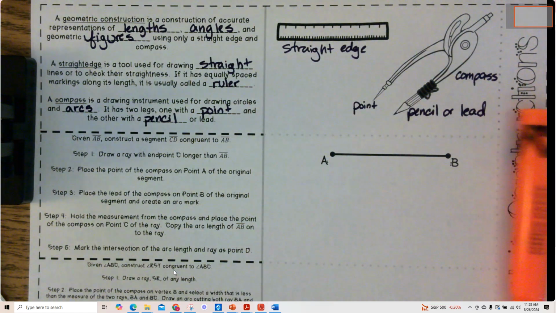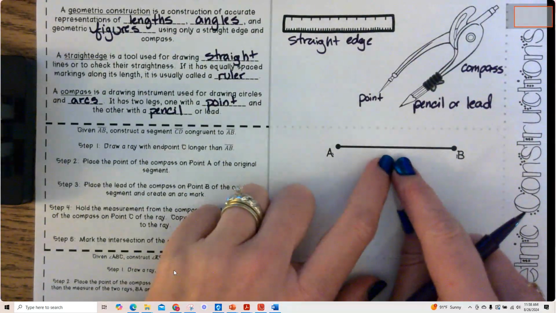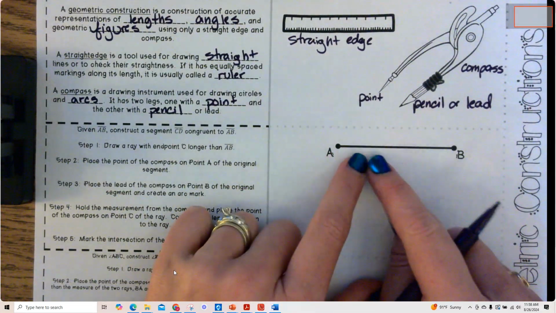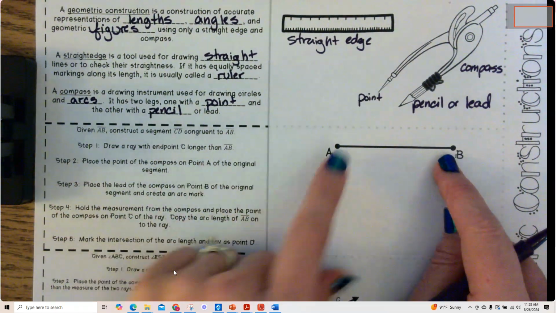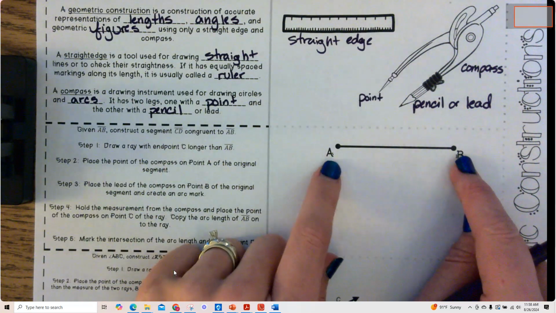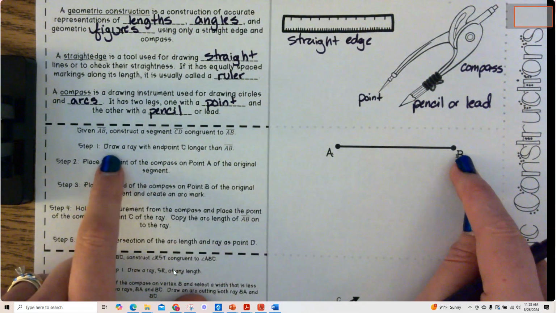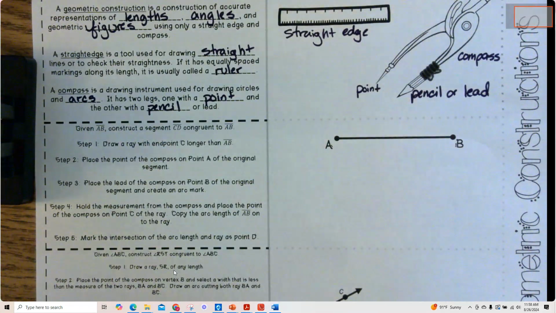Okay, so first two constructions we're going to learn. We're going to make a congruent segment. So they've given us a line segment. We're going to make one identical, the exact same length. Okay, so it says given AB. So here's AB. We're going to construct CD, and it's going to be congruent. Same size, same shape. So step one, draw a ray with endpoint C longer than AB.